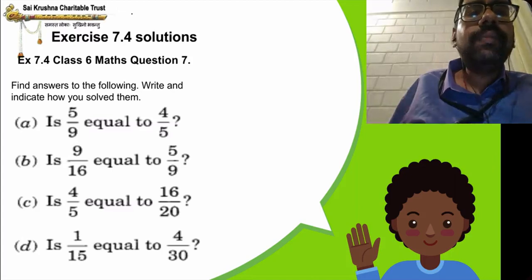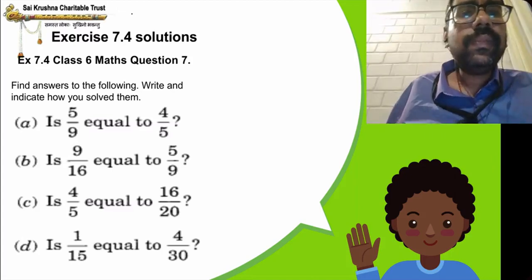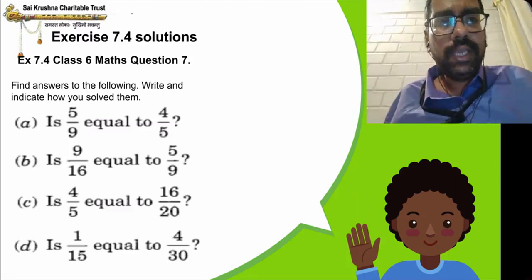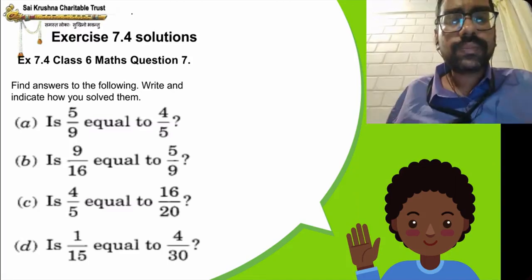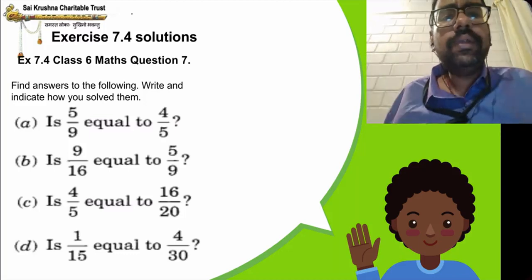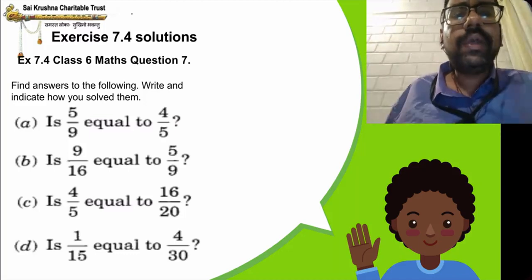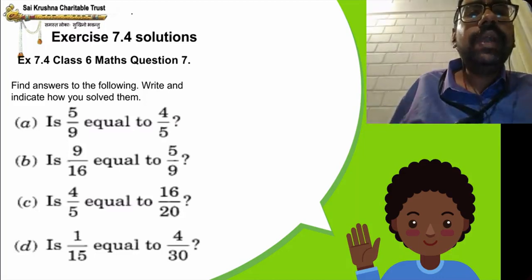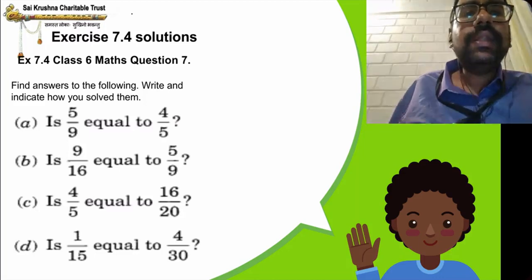Numerator 1 into denominator 2 is equal to denominator 1 into numerator 2. Numerator 1 is 1, into denominator 2, 30. 1 into 30 is what? 30. Equal to 4 into 15, numerator 2 into denominator 1. So, you know left hand side what is the value? 30. Right hand side 15 into 4, 60. 60 is greater than 30.